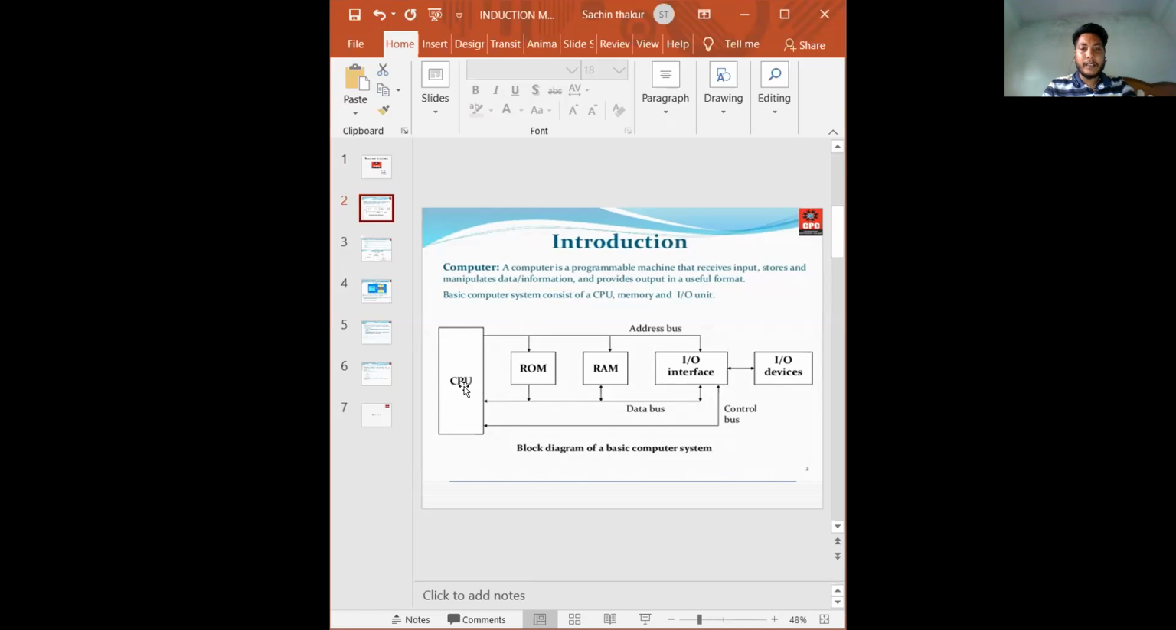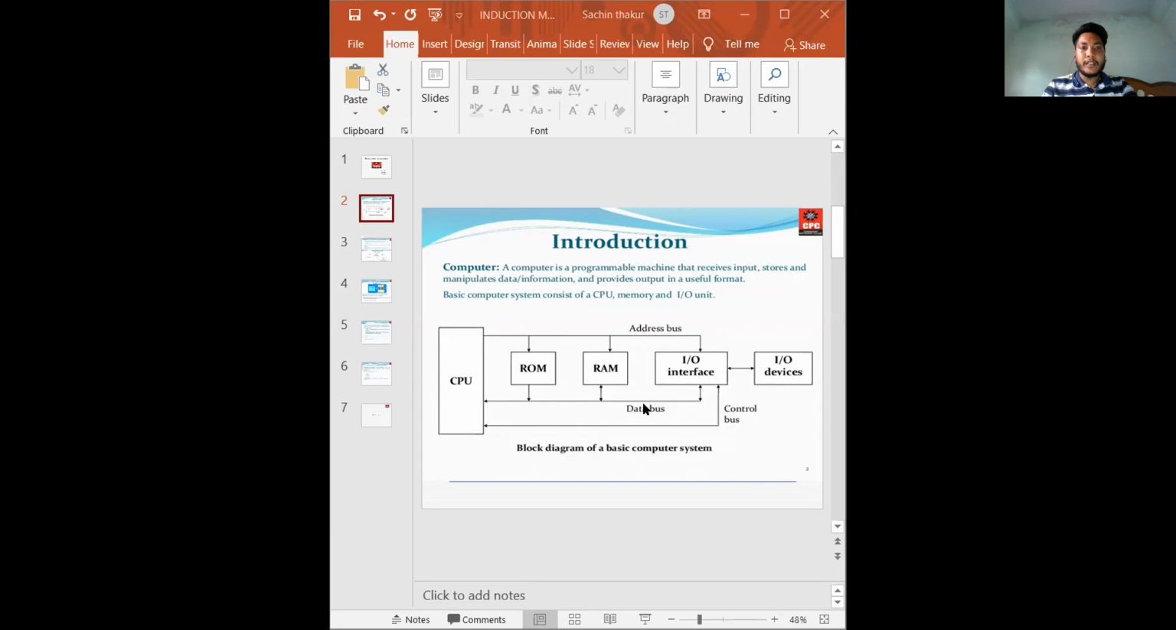Here, this is the CPU. The main function of the CPU is to perform all the arithmetic and logical operations in the system, for example addition, subtraction, and multiplication. Here, this is the address bus and this is the data bus.